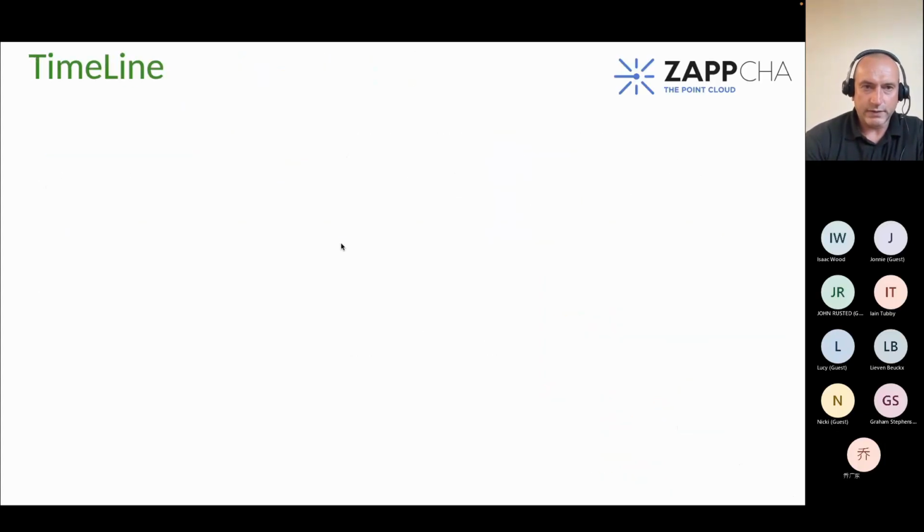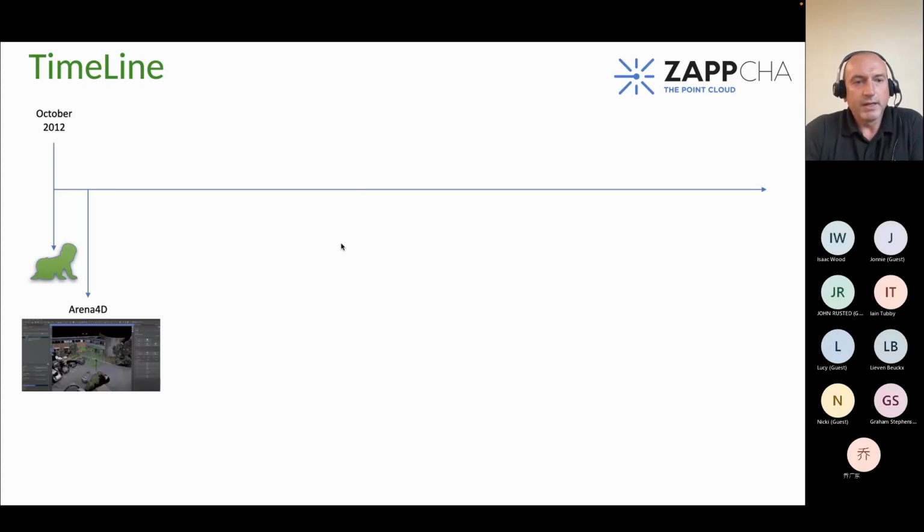Okay, first slide is a timeline. I thought it was quite pertinent as we are now 10 years old. So in 2012, Veesus was born. Very shortly after, we created this application called Arena 4D.